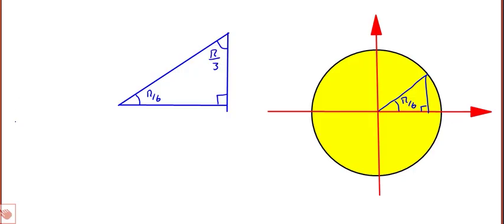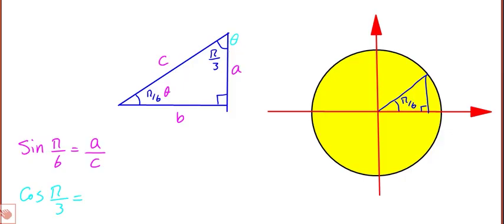Now I write the trigonometric ratios. If this angle is theta, the opposite side of theta is A, the adjacent side of theta is B, and suppose the hypotenuse is C, so sine of pi over 6 is equal to the opposite side divided by the hypotenuse, which is A over C. Now, if here is theta, cosine of theta, or cosine of pi over 3, is equal to the adjacent side divided by the hypotenuse, which means A over C. So these are equal to each other.